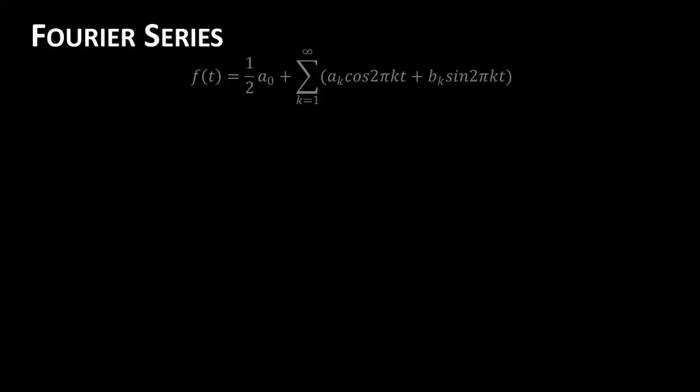If you've ever taken calculus before, you're probably familiar with the Fourier series, which takes any periodic function in time and decomposes it into the sum of a constant and then a series of sines and cosines, or sinusoids. Each of these sinusoids is defined by its frequency, and we're summing over each individual frequency of sine and cosine.